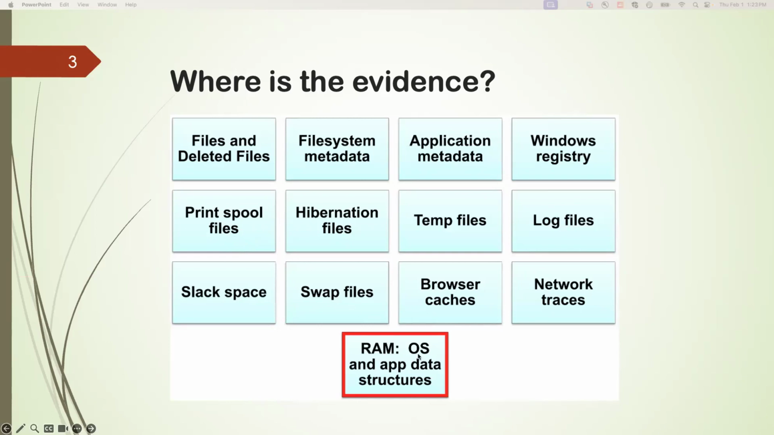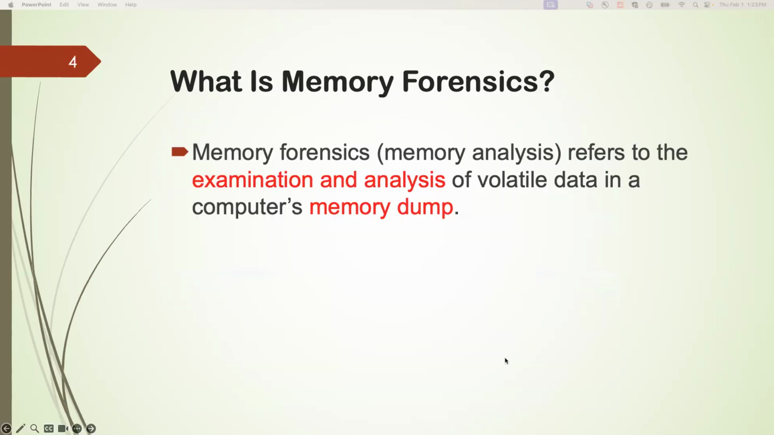Another important location is the random access memory, or RAM, of your computer. Why is it important? Because the RAM contains OS and user data, like applications and data structures. All the programs that you run on your PC reside inside the RAM, so it contains a lot of important information that we need to recover in memory forensics.